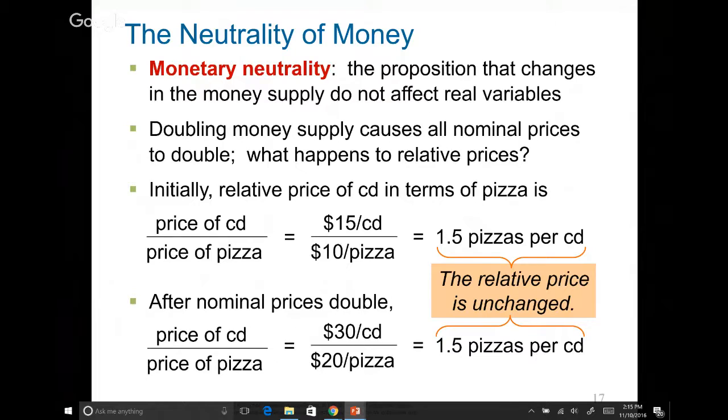That's why it's called monetary neutrality. So the price doesn't matter. What really matters is how much stuff you have.